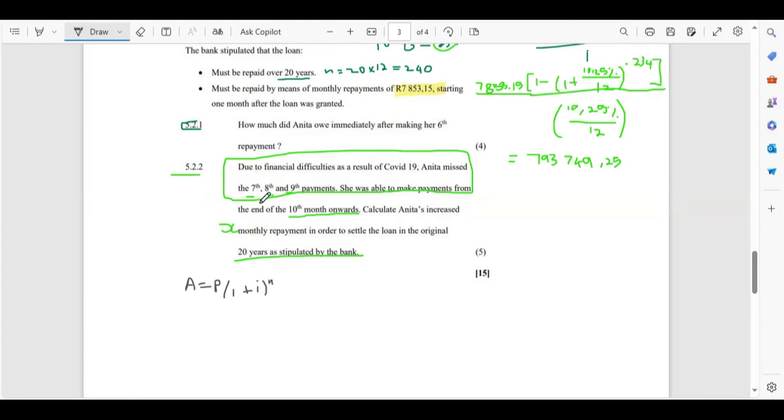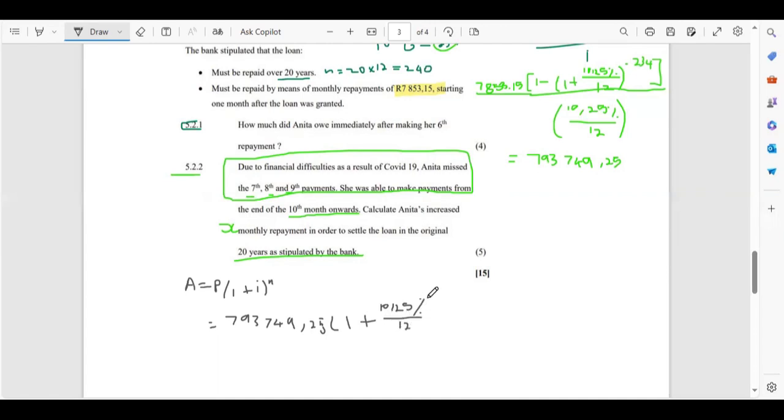Now, at the start of the 7th month, which is the amount that we calculated here, Anita owed 793,749.25. Let me just erase this. So basically, this would be our present value, because this is the amount she owed. So 793,749.25, and then 1 plus my interest. My interest is still the same, 10.25%. Now, this is compounded monthly, so I would need to divide it by 12.